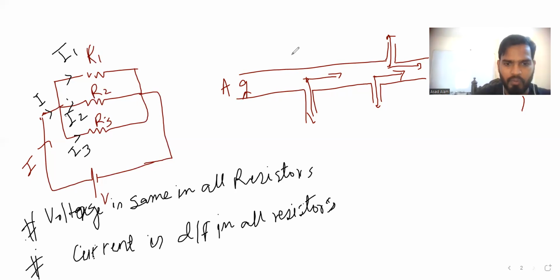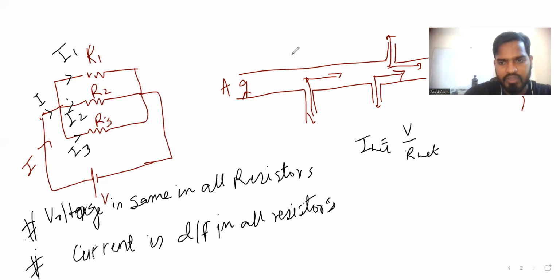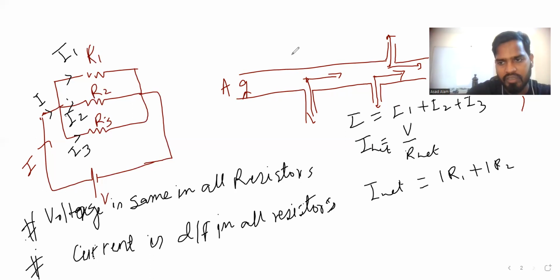First we'll find the formula. What is different here? Current. We know that I is equal to what? V by R net, if you want to find I net. So total current is going to be what here? I is equal to I1 plus what? I2 plus what? I3. So I net is equal to IR1 plus IR2 plus IR3.